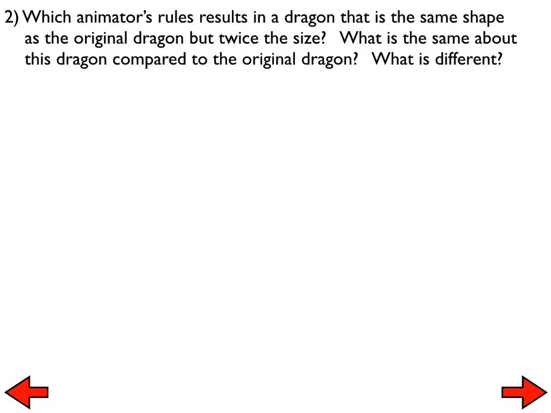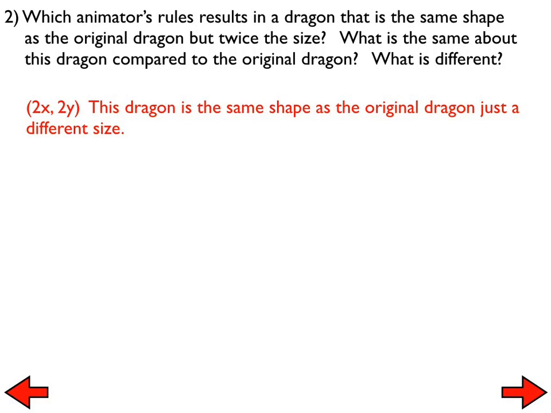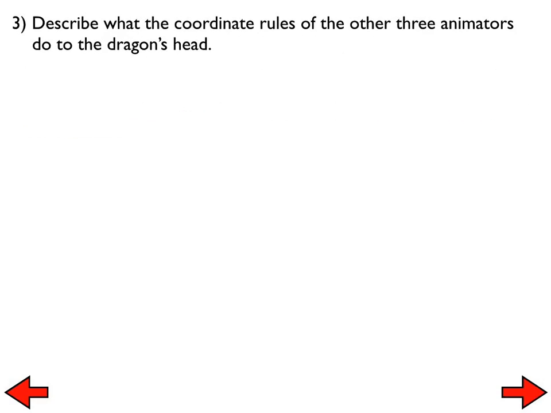Number 2, it says, which animator's rules results in a dragon size that is the same shape as the original dragon, but twice the size? I was walking around looking, and most of you realized that that was the fourth animator, which was the rule 2x, 2y, because we're basically doubling each of those coordinate values. What is the same about this dragon compared to the original dragon, and what is different? Well, what's the same is it's the same shape, but what's different is it's a different size. It's an enlarged version of that. Number 3, describe what the coordinate rules of the other 3 animators do to the dragon's head.